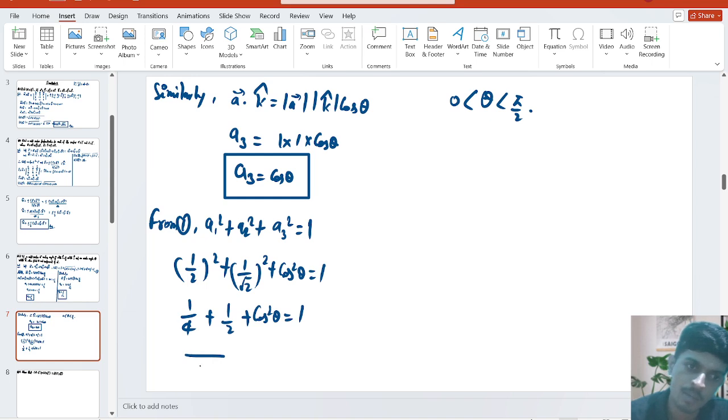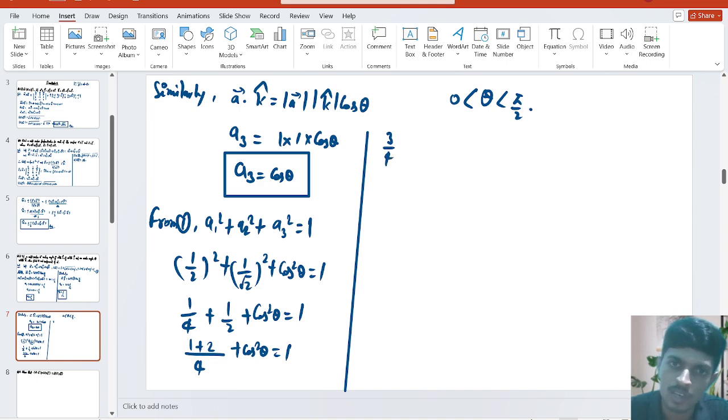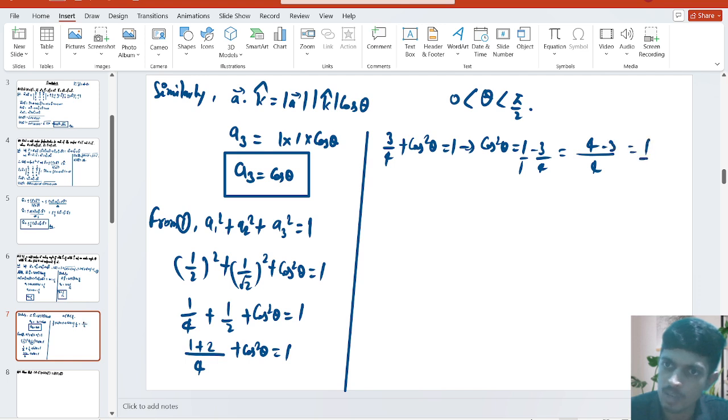Simplifying it, 4 is the LCM, so 1 by 4 plus 2 by 4, this is 3 by 4 plus cos square theta equals 1. Then cos square theta is equal to 1 minus 3 by 4. If you solve, the LCM is 4, and it is 4 minus 3, so you get 1 by 4.